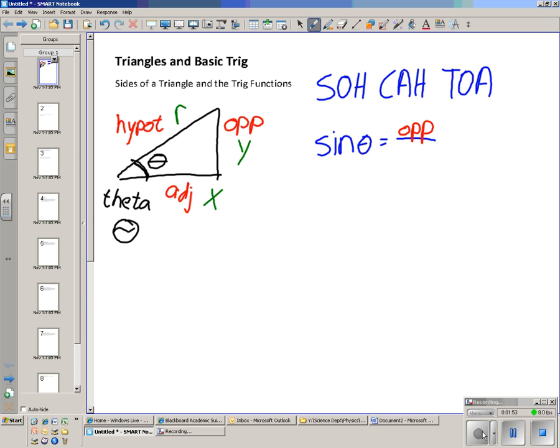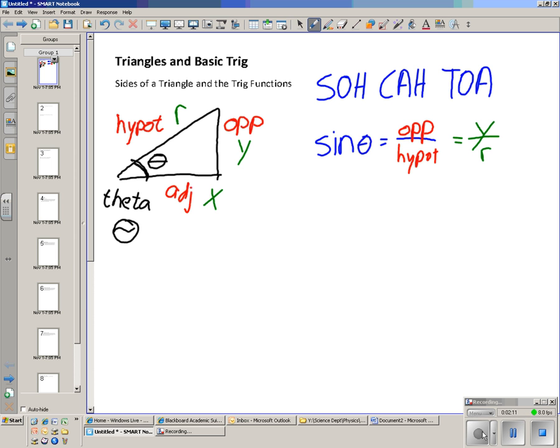In the case of the traditional math usage, it's going to be opposite over the hypotenuse. In the case of physics, we would be using simply y over r.